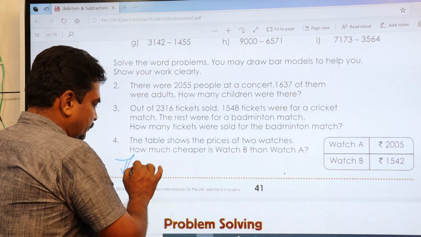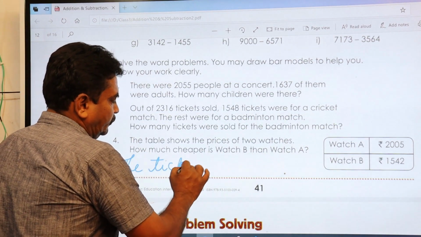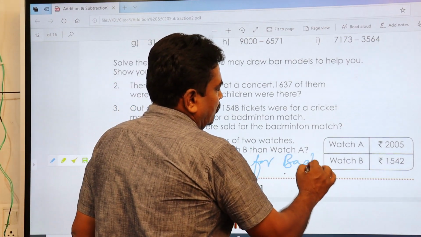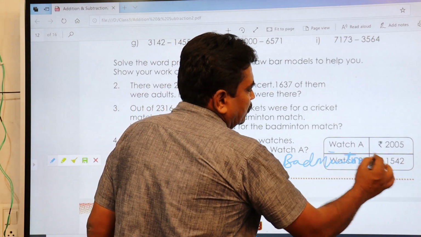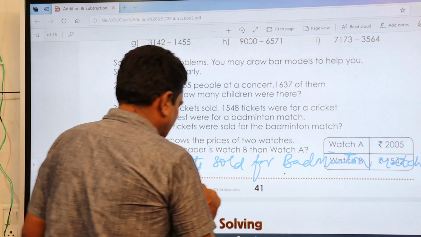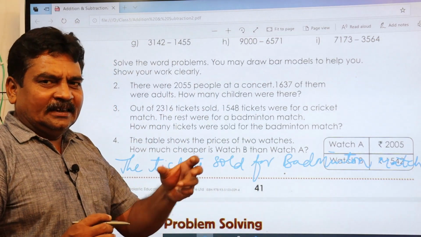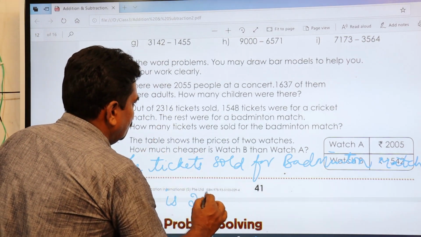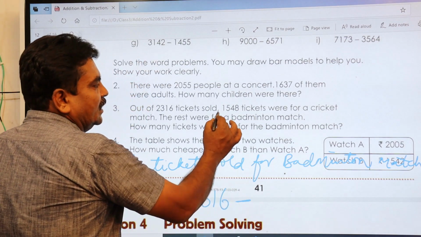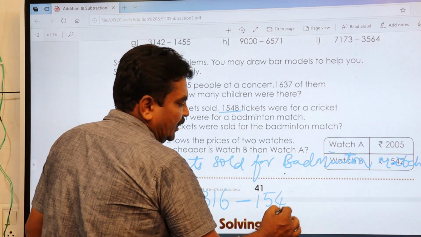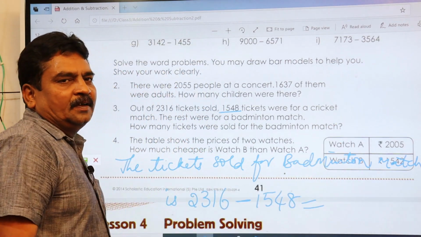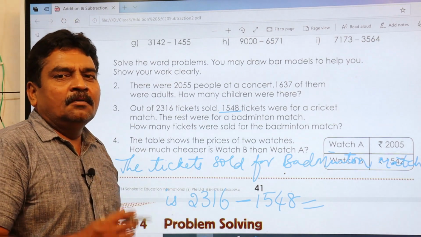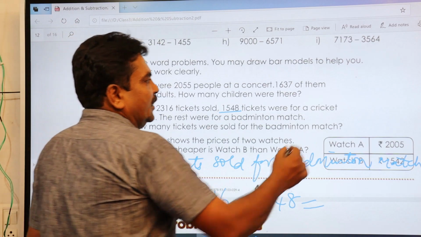The tickets sold for the badminton match is how much? Total tickets sold minus cricket match tickets sold. That is 2,316 minus 1,548, which gives you the total number of tickets sold for the badminton match. Let's see here. But you have to do it in a column-based way, so I'll do it here in columns.